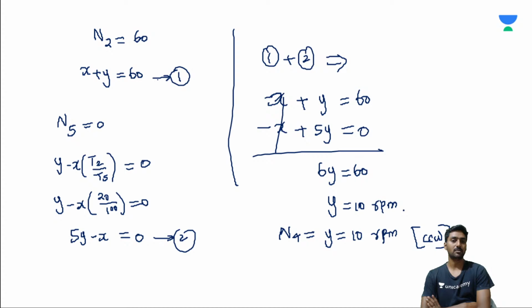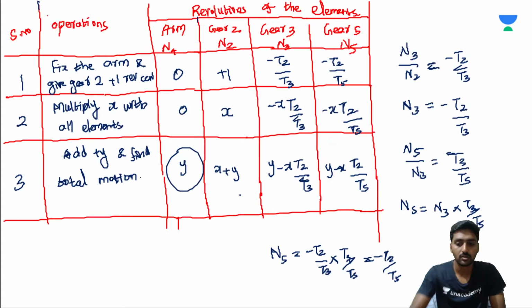Okay, now it's 10 rpm. Yes or no? It belongs to the 10 rpm. 10 rpm counterclockwise direction. Option A is the right solution.